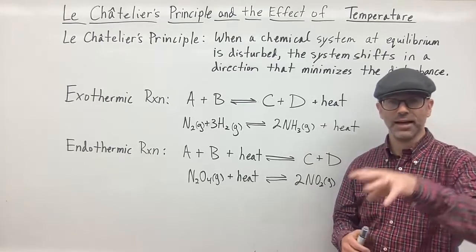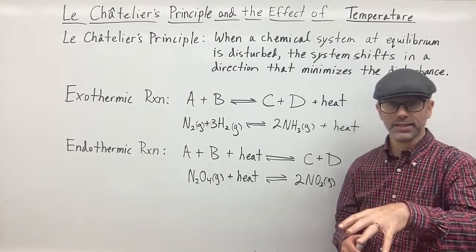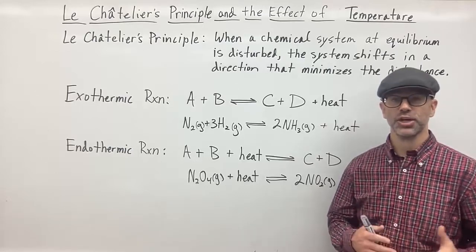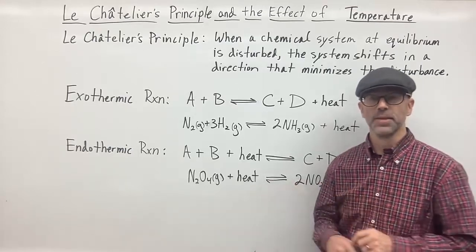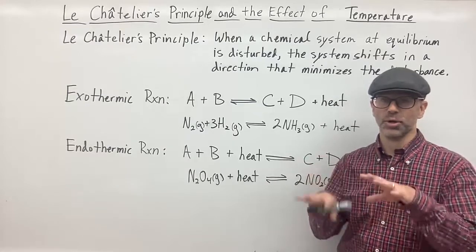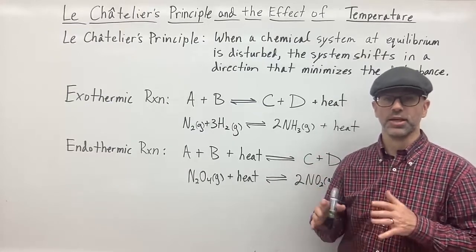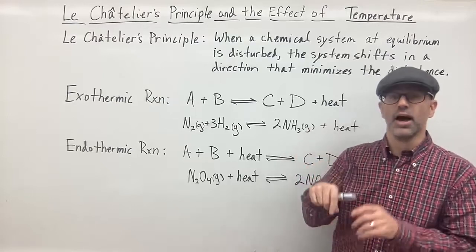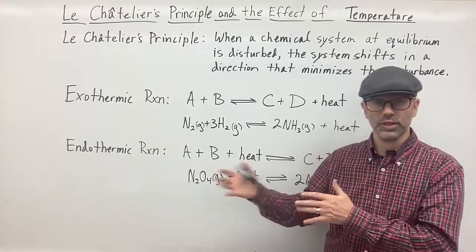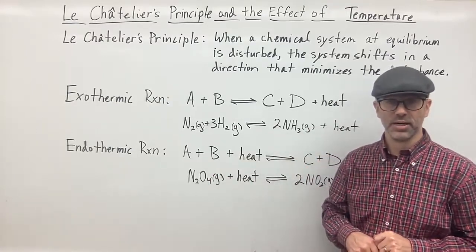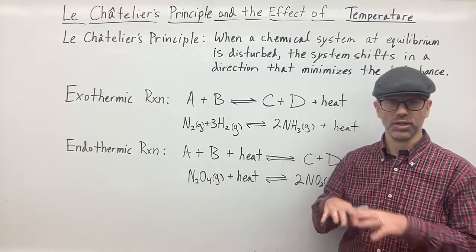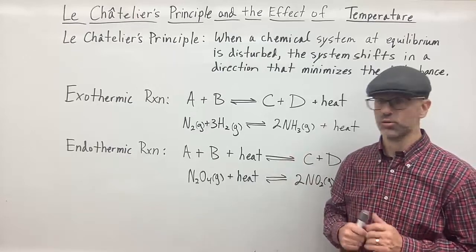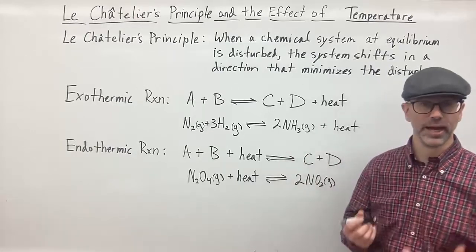So when you add more reactant, if you increase the concentration of reactant, then it's going to shift to reduce that reactant. But once you hit equilibrium again, the concentrations are always such that they would equal the equilibrium constant when you put them into the equilibrium constant expression, that expression of K.